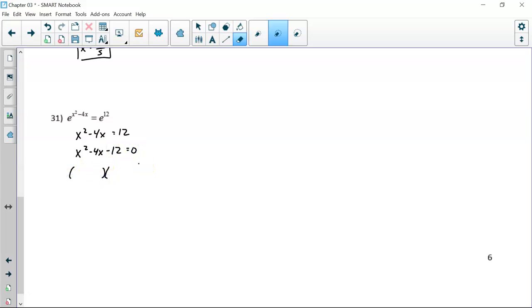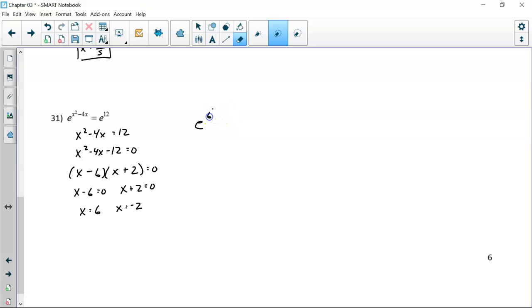And we can factor this, x and x. Now, the numbers that multiply to negative 12 and add to negative 4, a negative 6 and a positive 2. So set x minus 6 equal to 0, set x plus 2 equal to 0, x equals 6, and x equals negative 2. And it's not a bad idea to do a little check for this one.